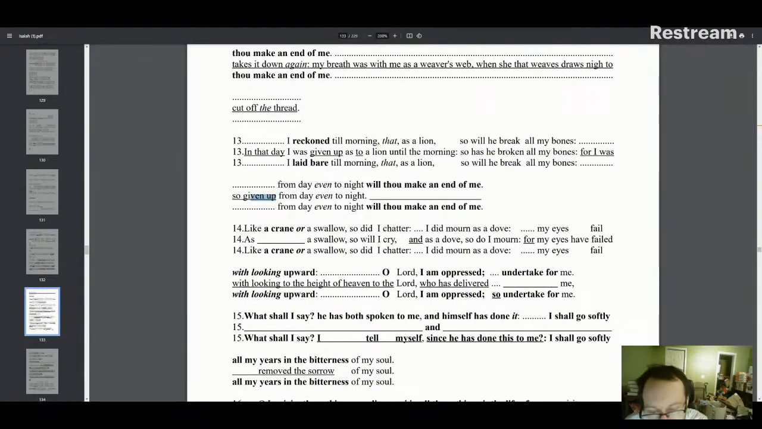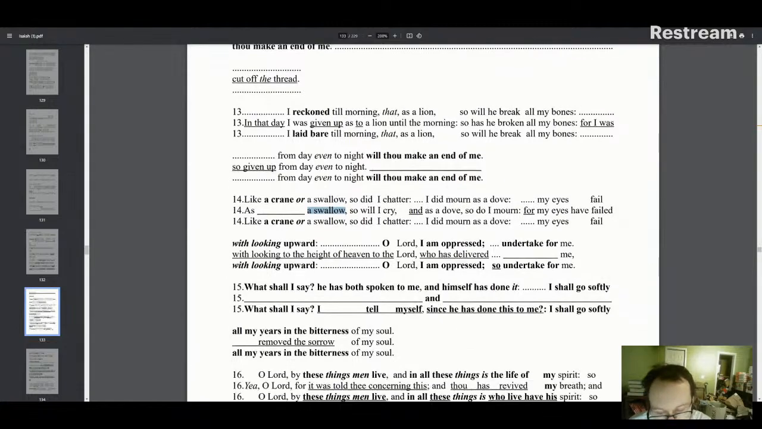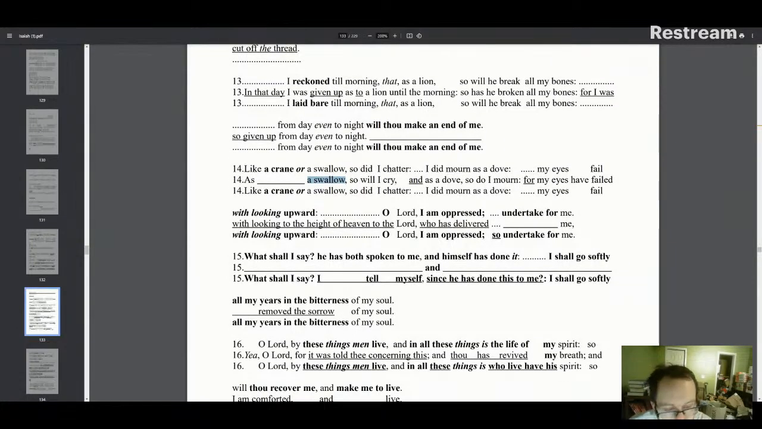Here it's like a crane, a swallow. See, it says or in italics. Or is not actually part of the text. So the Septuagint interpreted crane and swallow as the same animal, a crane swallow, and so they translated it as a swallow. My eyes fail upward. The Septuagint says, well, what's upward? Heaven is. So it appears that they added a reference to heaven.